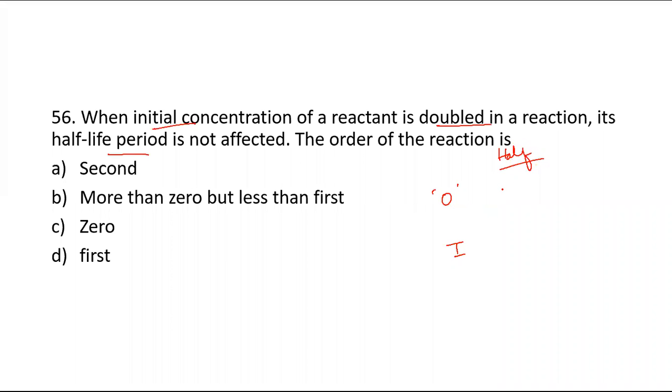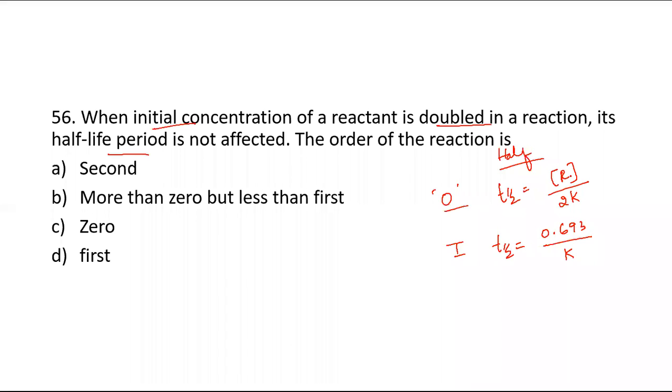For zero order, what does the half-life period say? t half is equal to the molar concentration of R divided by 2k. Similarly, for first order, t half is equal to 0.693 divided by k, which is independent of initial concentration.